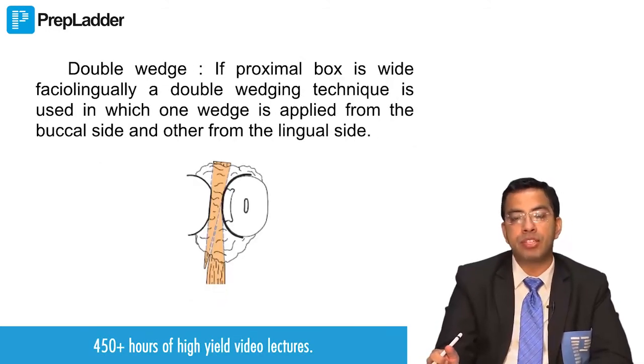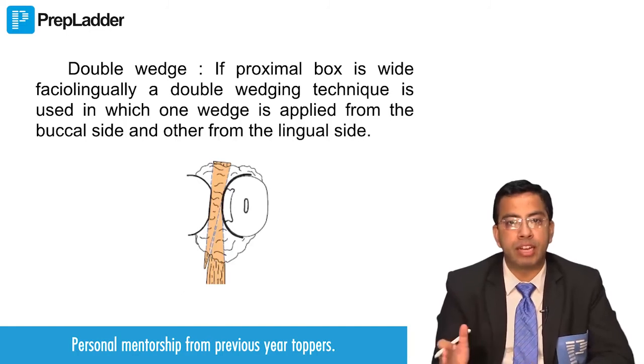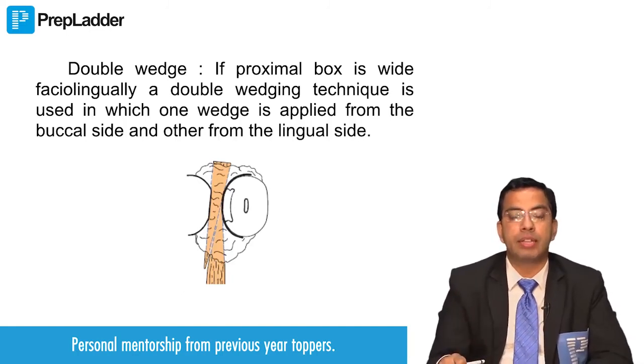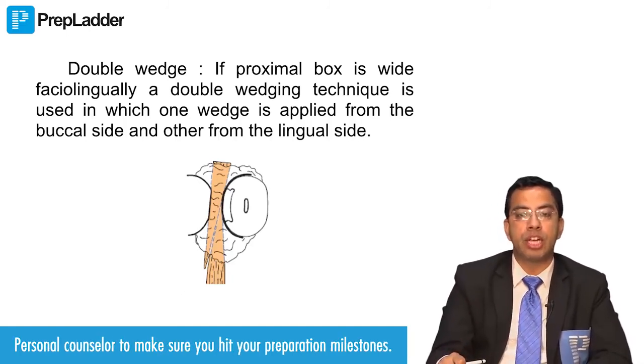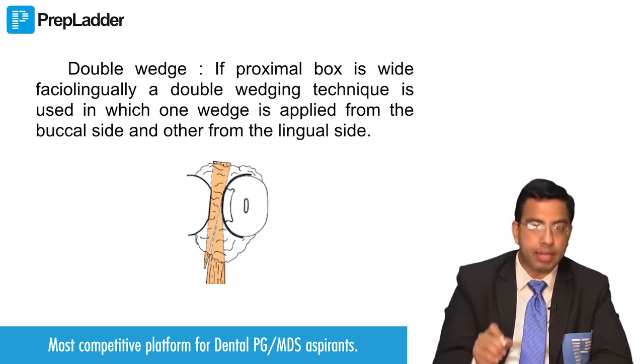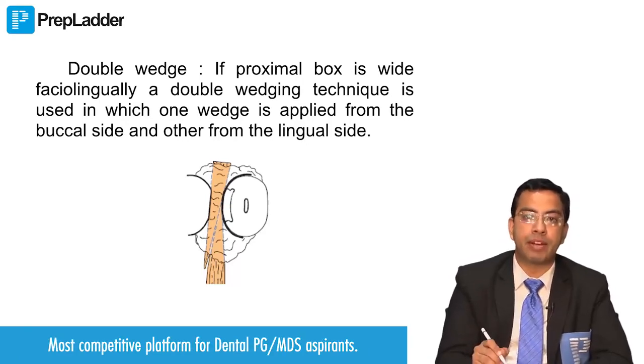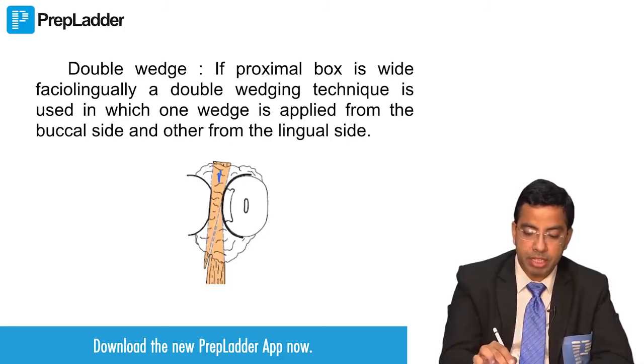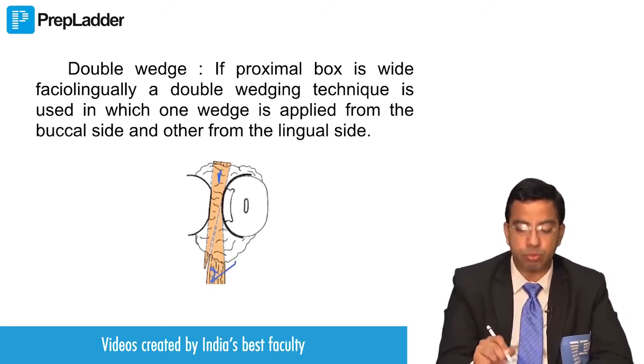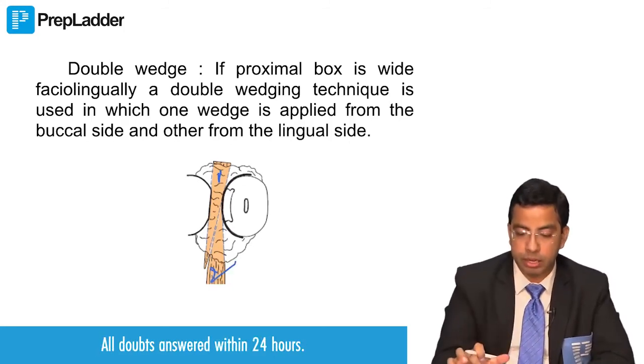Then you have double wedge. If the proximal box is very wide buccolingually, then a double wedging technique is used, in which one wedge is applied from the buccal side and one wedge is applied from the lingual side. So, you have wedge number 1 from the buccal side and wedge number 2 from the lingual side.